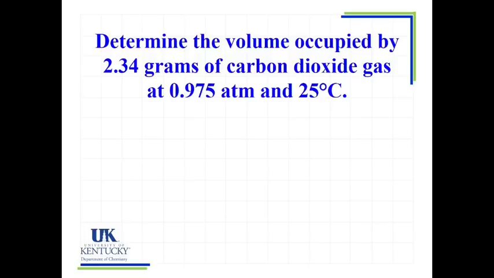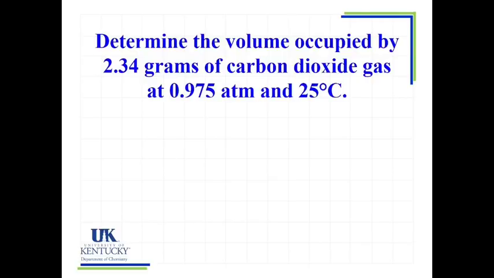So let's look at an example of how the ideal gas equation is used. Determine the volume occupied by 2.34 grams of carbon dioxide gas at 0.975 atmospheres and 25 degrees Celsius. Well, knowing this is a gas and we're given various measurements for a gas, that's always a clue that we're going to use the ideal gas equation.